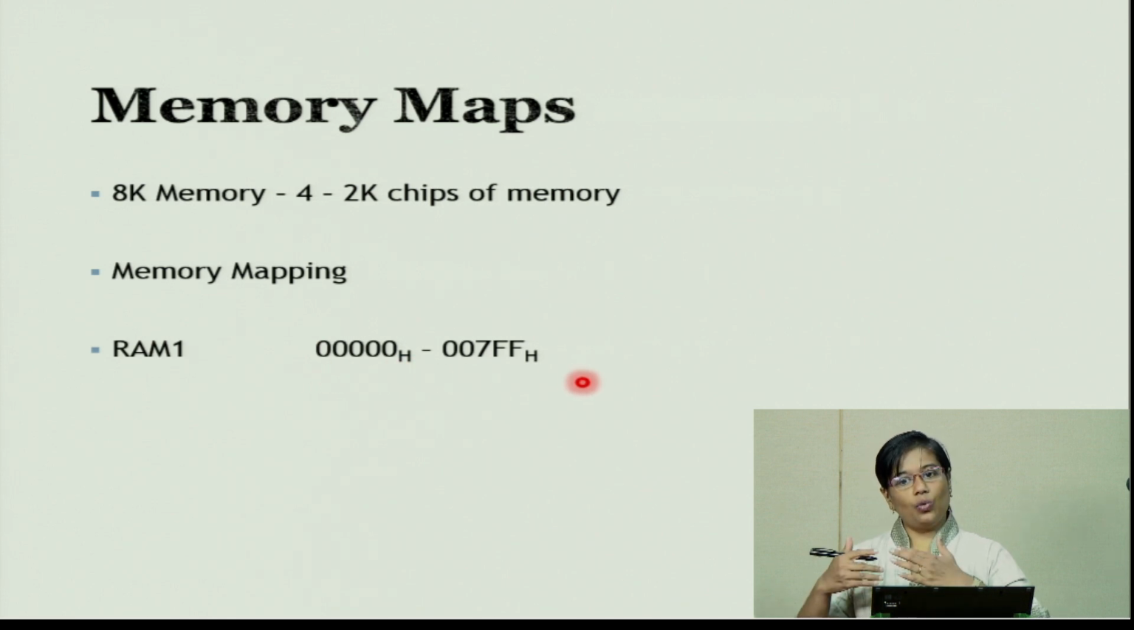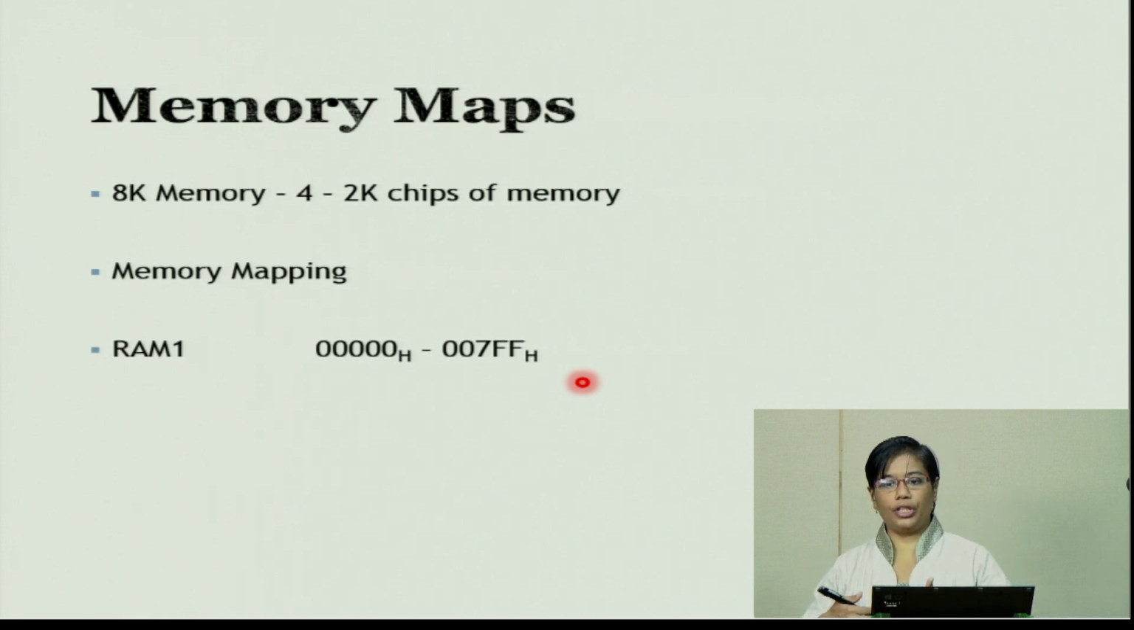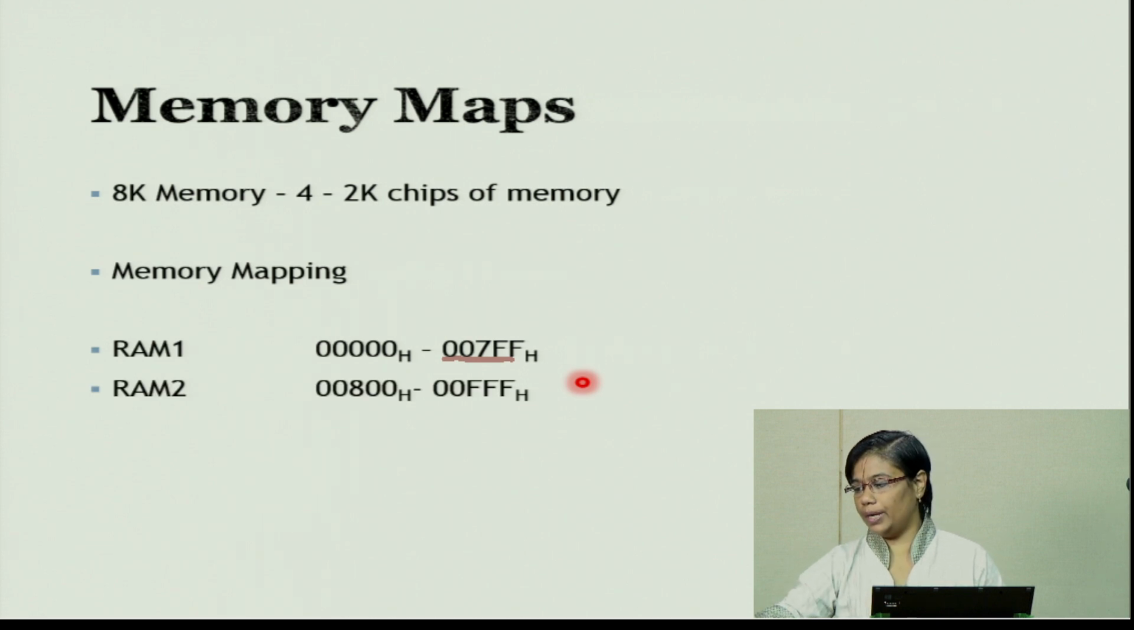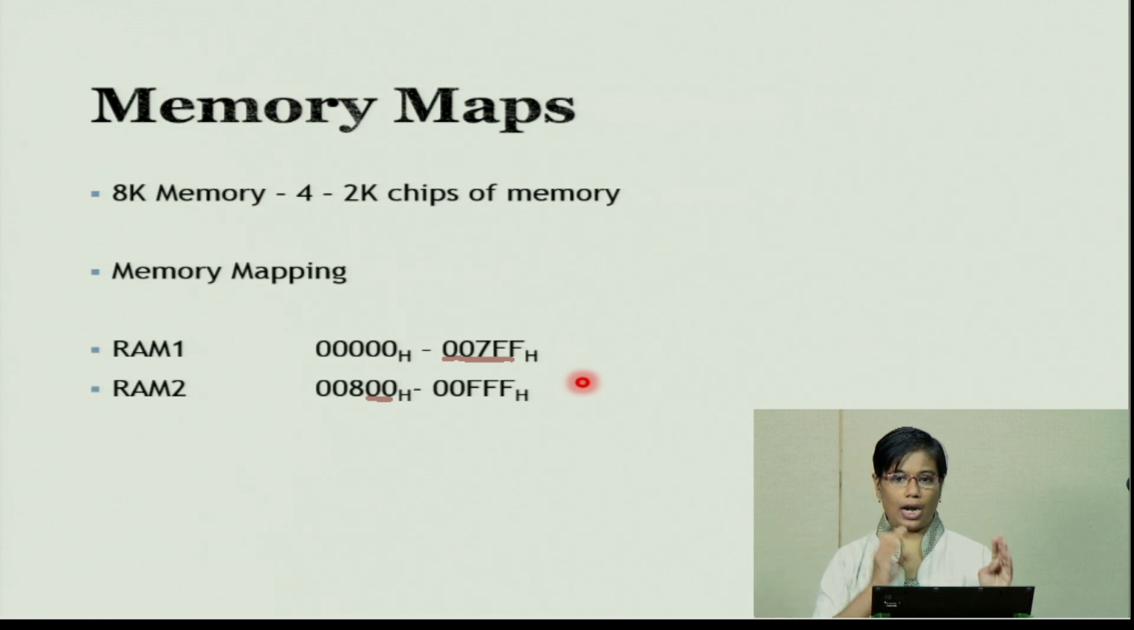Now similarly, you have to allocate a set of addresses for the other RAM chips. If the first RAM chip stops at address 007FF, the next RAM chip would have to start at the next consecutive address, which is 00800. Again, you have to allocate 2K addresses to this chip because its size is 2K. We are starting from 800, and the last address would be 00FFF in this case.